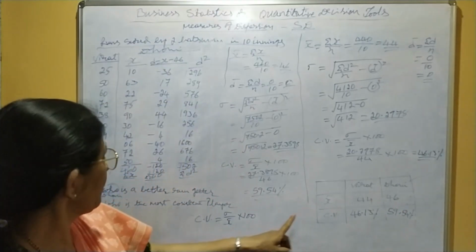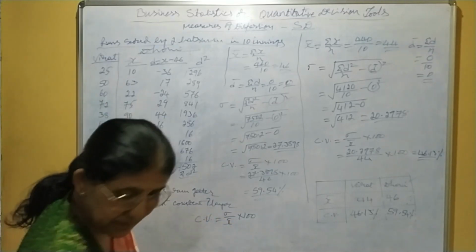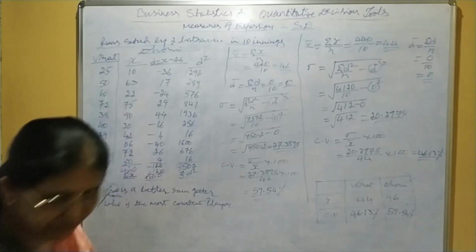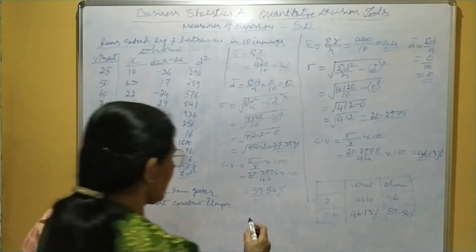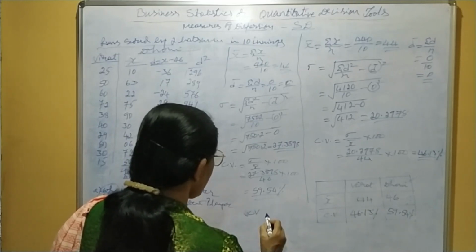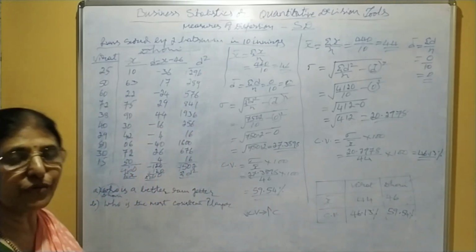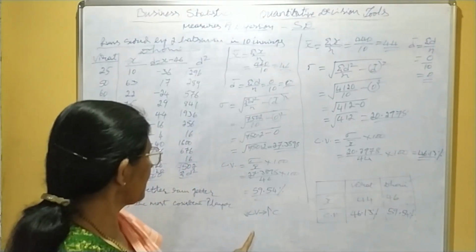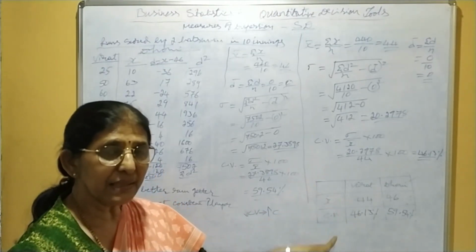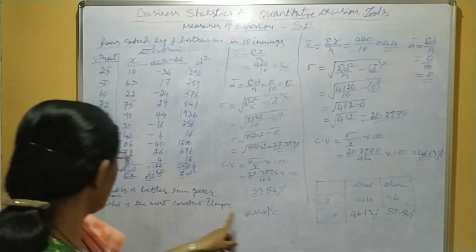Then when you answer the second question, who is the most consistent player, you have to compare the coefficient of variation. I have already told you, lesser the coefficient of variation, higher the consistency, stability or uniformity. Higher the coefficient of variation, higher the variability, but lesser the consistency. Lesser the coefficient of variation, higher the consistency.